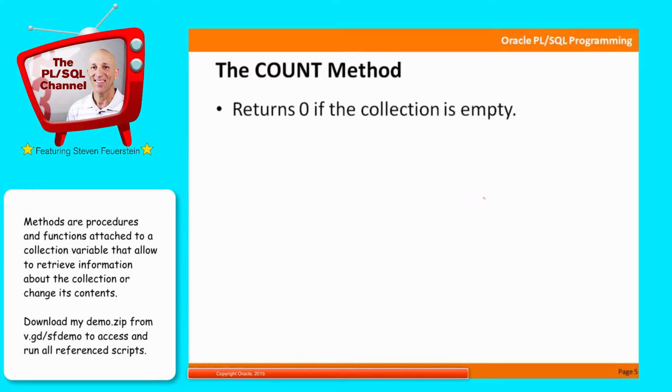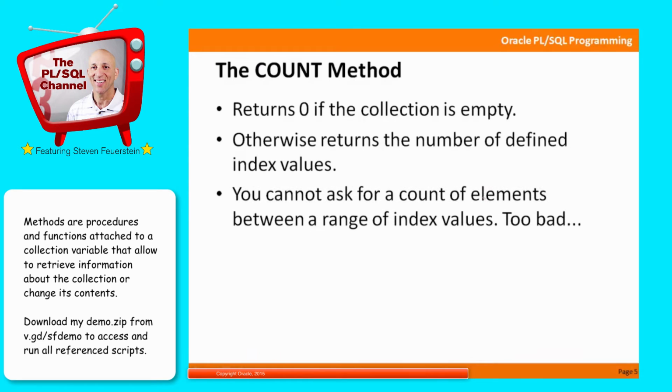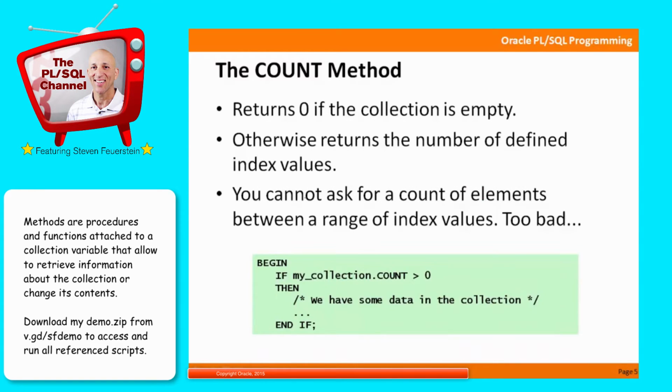The count method is probably one of the most popular. It returns 0 if the collection is empty. Otherwise, it returns the number of elements defined in the collection, the number of defined index values. So here's an example of calling the count method. Simply attach count with a dot notation to the variable name, and it returns that integer value, 0 or higher, never negative. The only limitation with count that I can see is you cannot ask for a count of elements between a range of index values. Find all the elements defined between 100 and 1000. You don't have that possibility, at least not yet.